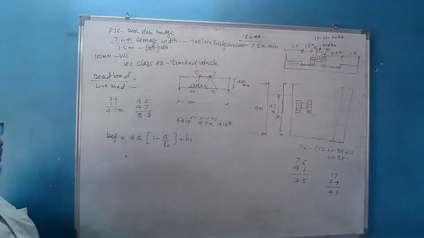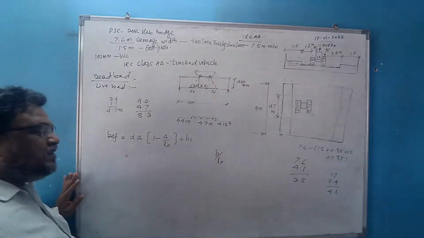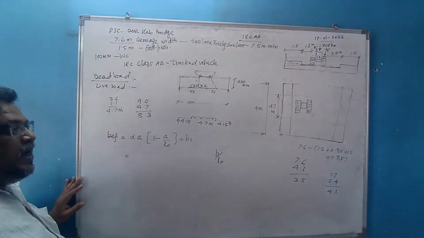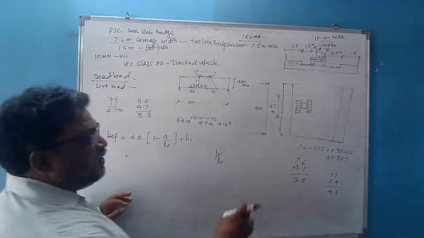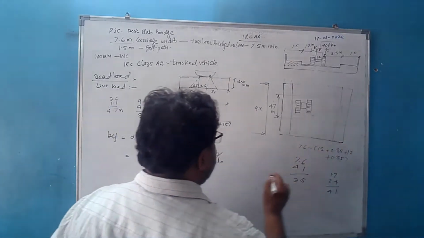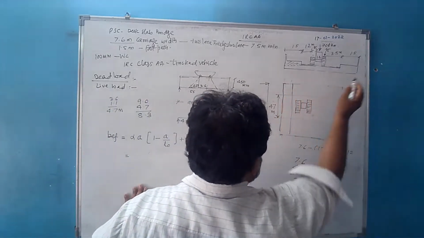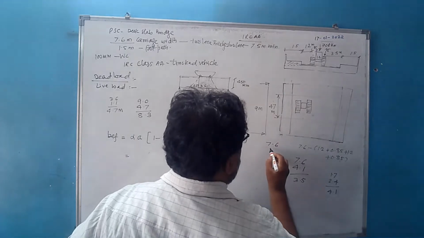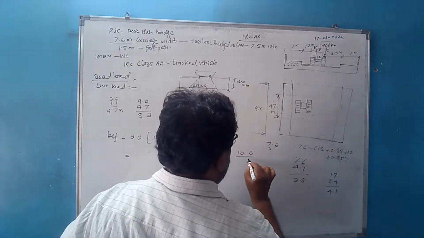Alpha is a coefficient. It depends on the basis of B by L naught. This is all given in IRC 112. That table is available. B is nothing but the entire width on which the dispersion is possible. That is equal to 1.5 plus 7.6 plus 1.5, so that is 7.6 plus 3, which is 10.6, divided by L naught, the span.